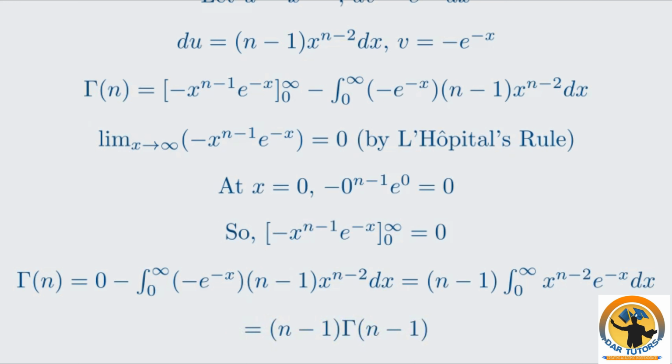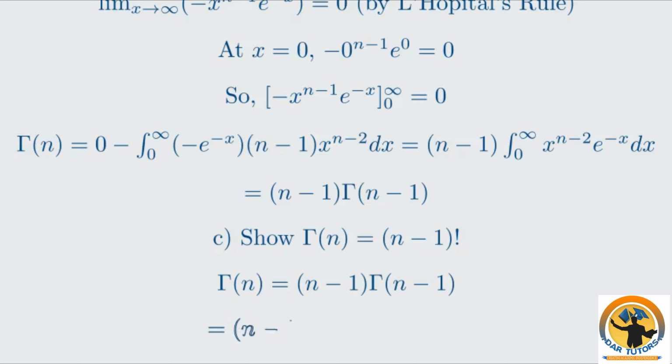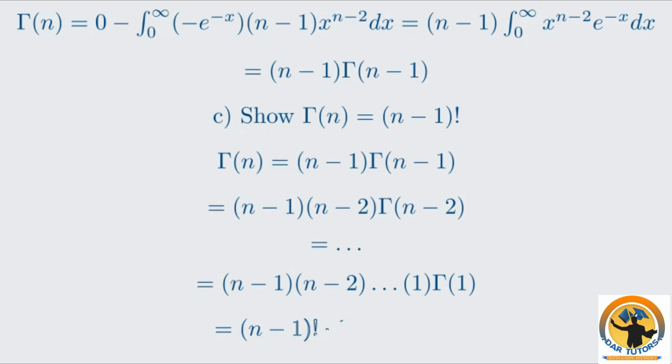Finally, we can use this to show that gamma of n equals n minus 1 factorial. We start with gamma of n and apply the recursion repeatedly until we reach gamma of 1. We know gamma of 1 is 1. The product of the terms is n minus 1 factorial. This is a beautiful result connecting integrals to combinatorics. Let's conclude with a problem on the volume of a solid of revolution.